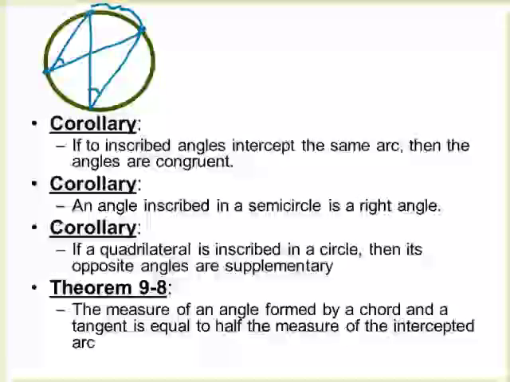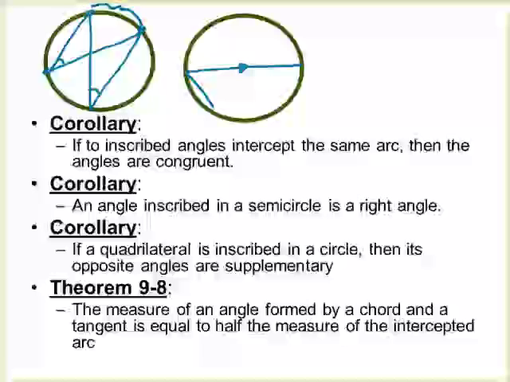Our second corollary says an angle inscribed in a semicircle. Remind me of what a semicircle is. Half a circle. So if I wanted to make a semicircle, what do I need to draw into my picture? The diameter. So there's my diameter. Diameter is a chord that goes through the center. It says an angle inscribed in the semicircle is a right angle.